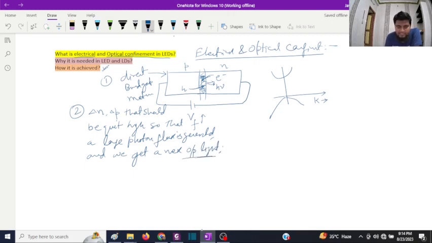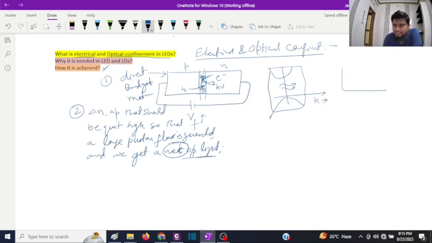Here, the word is net. Why am I saying net output light? Because once the light has been generated by recombination, there is a high chance that this photon will be absorbed again. Ultimately it is a semiconductor, and in a semiconductor, if light has been generated, there is a very high chance that it will be absorbed and create an electron hole pair. So you will get nothing, and that's why electrical confinement is very important.